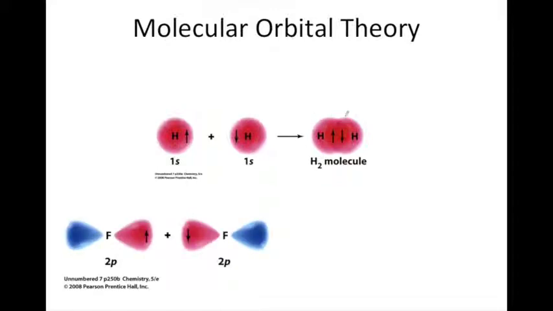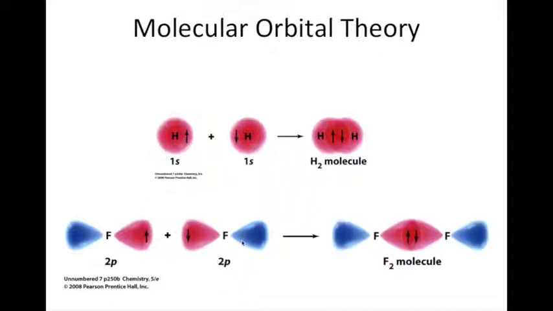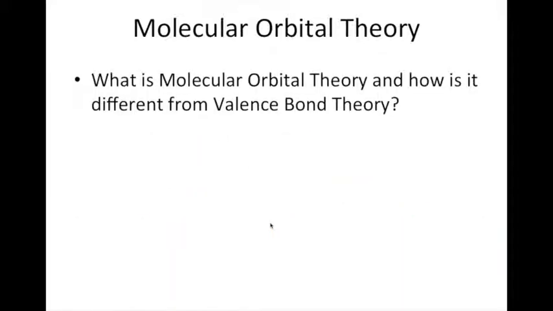Same thing with fluorine. If two fluorine atoms bonded together, their atomic orbitals would overlap in order to form the fluorine molecule, and the covalent bond would be formed by the region of overlap. Sometimes in valence bond theory our atomic orbitals are hybrid orbitals that undergo hybridization, but each atom maintains its own atomic orbitals, and they overlap these atomic orbitals to form a covalent bond. Now, this is very different than molecular orbital theory.